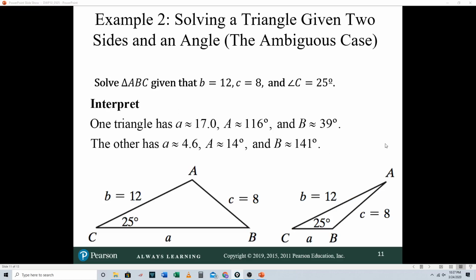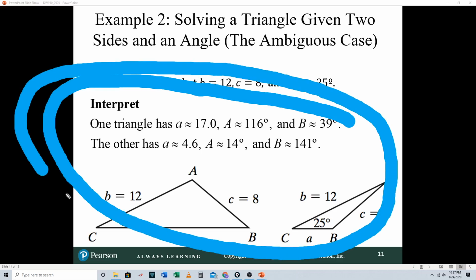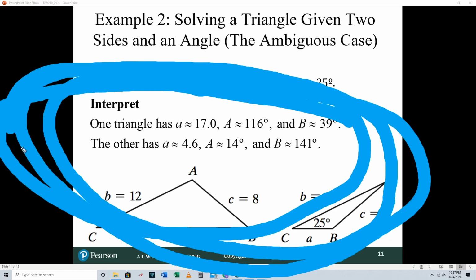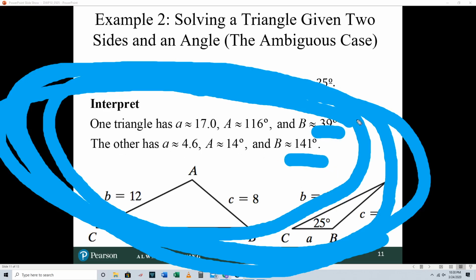So you have to list both. One triangle is this. This is if B is acute. Another triangle is that, and that's if B is obtuse. You list both. Both are your answer.